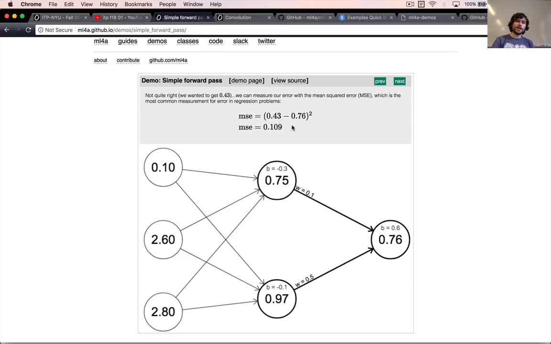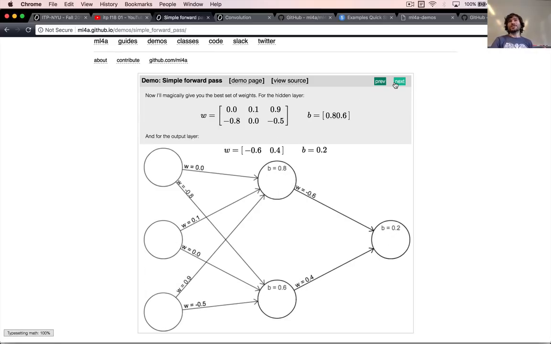Our actual value squared. The reason it's squared has more to do with some calculus that we're not going to get into today. But the point is, the bigger the distance between our desired value and our actual value, the higher the mean squared error is. And our goal is to reduce mean squared error, hopefully to zero. So now how will we do that? How we do that is going to be the subject of next week.